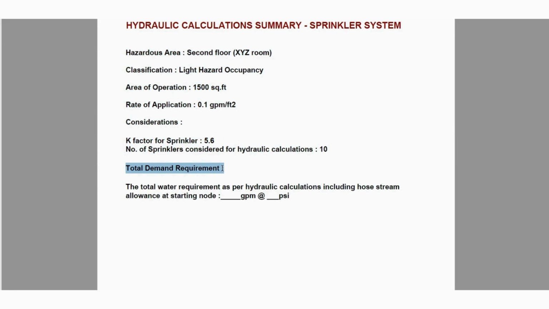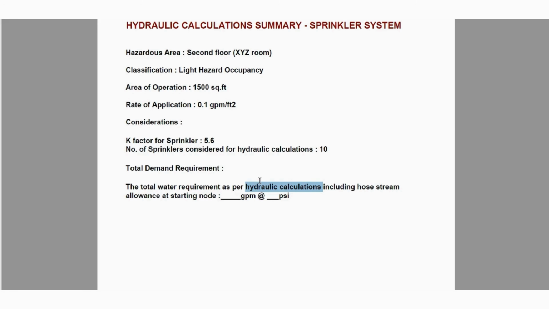The total demand requirement will depend upon the hydraulic calculation results, so we are going to mention it here. The total water requirement as per the hydraulic calculations, including hose stream allowance at the starting node, will be X GPM at Y PSI. So why are we adding hose stream allowance to the sprinkler demand?